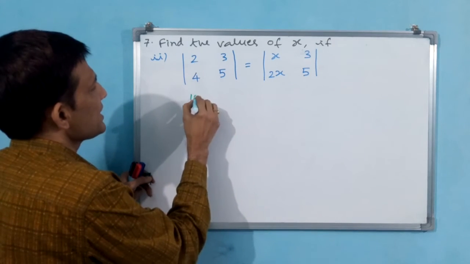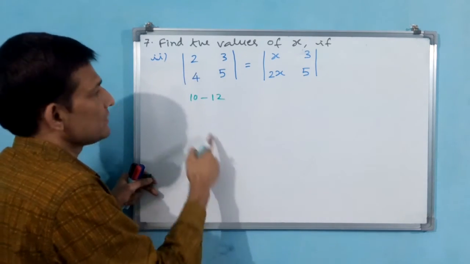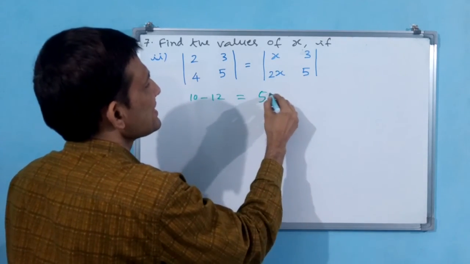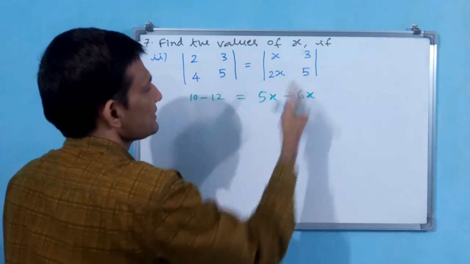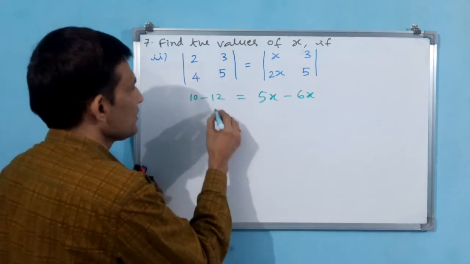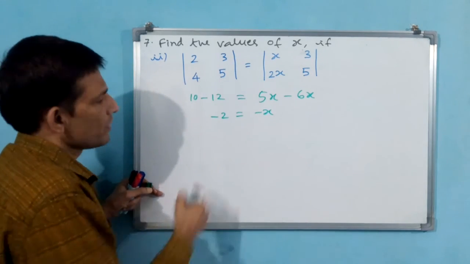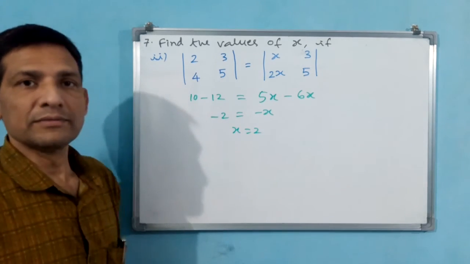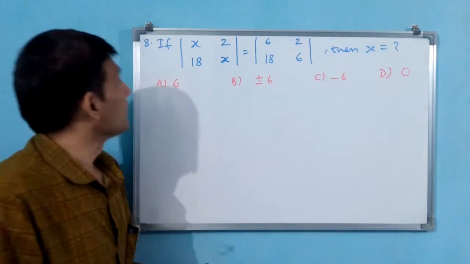Okay. Let us equate determinant. You see 10 minus 12. 10 minus 12. 2 into 5 is 10 and 4 into 3 is 12. That is equal to, you see, 5x minus 6x. Is it okay? Okay, then you see minus 2 is equal to minus x. Is it okay? Then you cancel minus minus, then x is equal to 2. That's all. Understand? Okay. Let us go for 8th question.